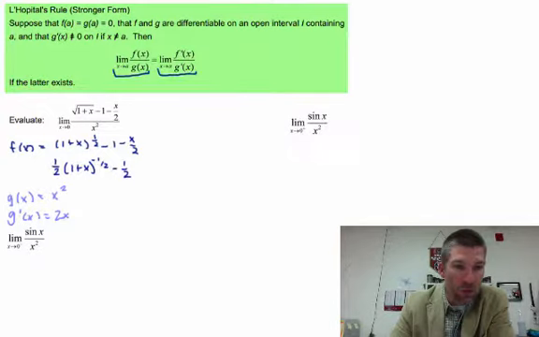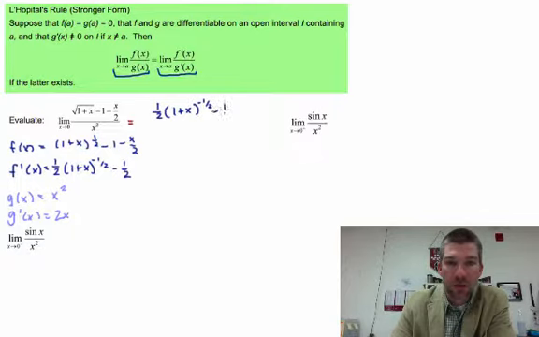All right, so here's our situation. We're going to look at this limit again, and this time we're going to put our derivatives in. So this is f prime of x here. In the top, I'm going to have 1/2 times 1 plus x to the negative 1/2, minus 1/2. And that's going to be over g.